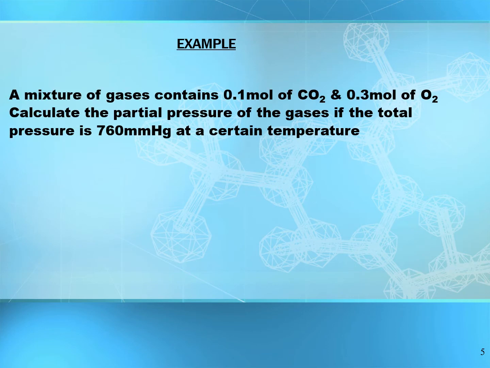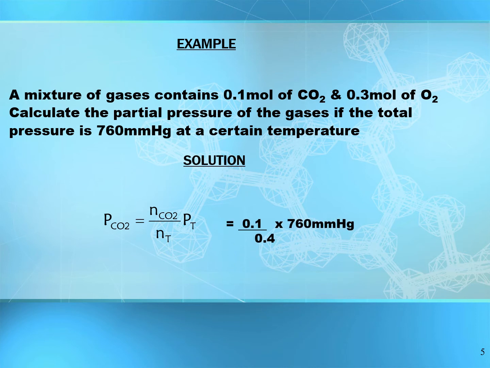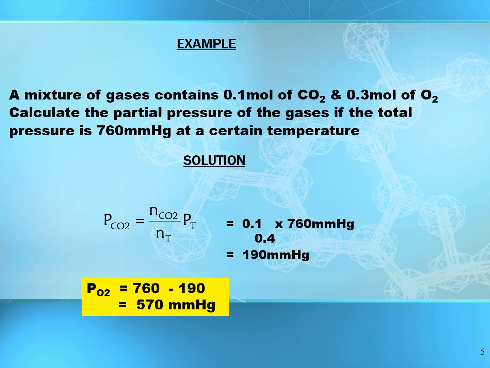This is an example question to determine the partial pressure of carbon dioxide when the number of moles of carbon dioxide and oxygen are given. In this case, the total pressure is 760 millimeters of mercury. So applying Dalton's law, we can determine the partial pressure of oxygen.